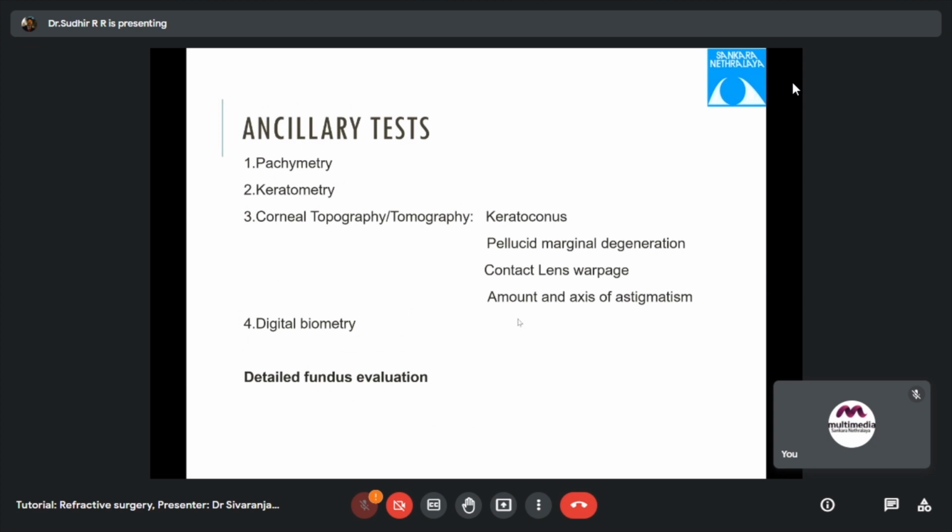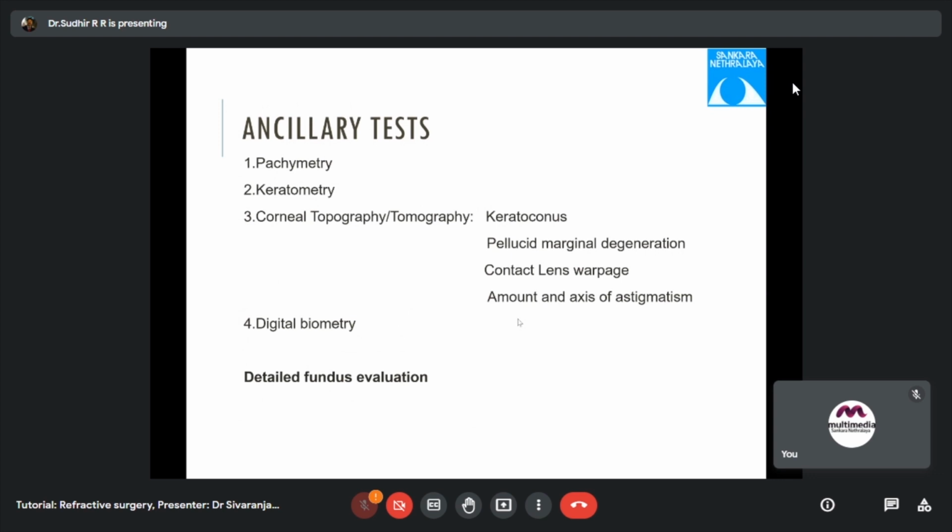The most important thing are the answers. The ancillary tests here, pachymetry and keratometry, are the most important tests. Corneal topography and tomography are not done in all the patients. It is done to look for keratoconus, pellucid marginal degeneration, contact lens warpage, and amount and axis of astigmatism. Tomography is the gold standard which we do for all patients before the refractive surgery.